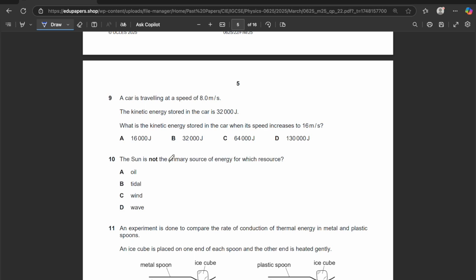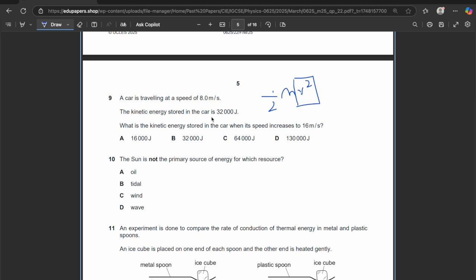Number 9. The car is traveling at a speed of 8 meters per second. The kinetic energy stored in the car is 32,000 joules. And what is the kinetic energy stored in the car when its speed increases to 16 meters per second? So the kinetic energy will be increased by which factor, right? So we have this equation, 1/2 m v squared for kinetic energy, and because the velocity is squared, the factor will be also squared.